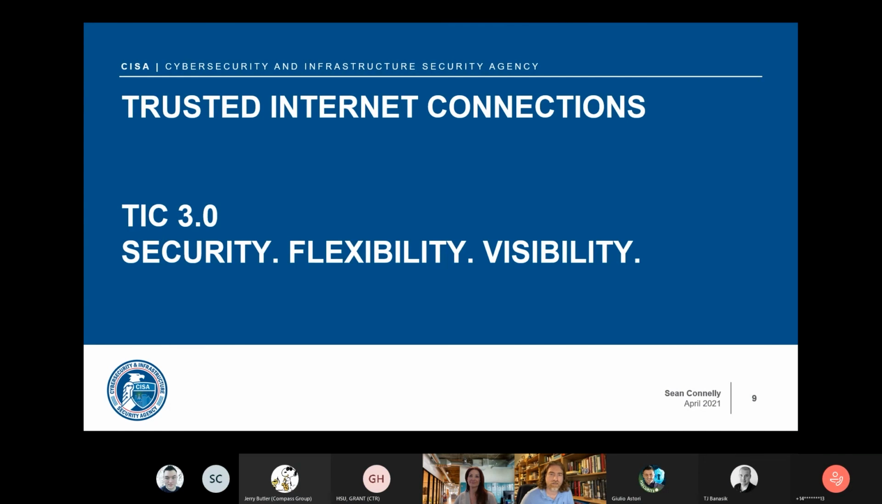I lead the TIC program, Trusted Internet Connections program, at CISA. A little background on myself. I've been supporting the TIC initiative since about 2007 or so. I've also been involved with other CISA programs, including CDM and the Einstein 3 rollout. More recently, I was one of the co-authors of NIST Special Pub 800-207 on Zero Trust. So next slide, please.